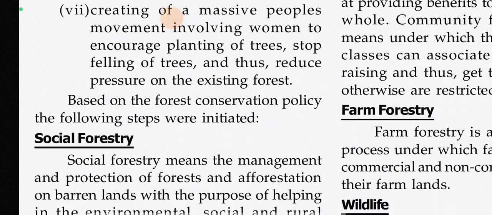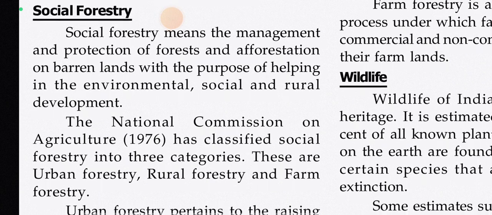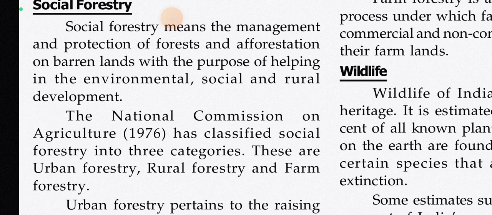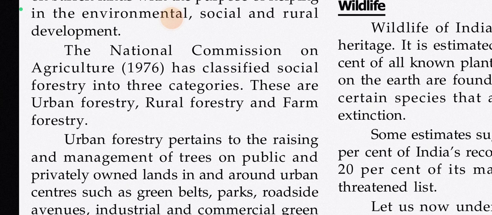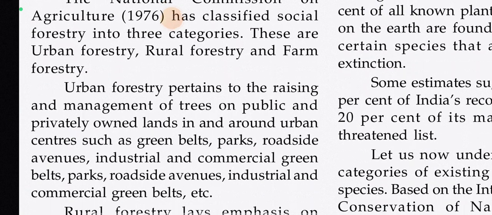Based on the forest conservation policy, the following steps are initiated. Social forestry. Social forestry means the management and protection of forests and afforestation on barren lands with the purpose of helping in the environmental, social and rural development. The National Commission on Agriculture 1976 has classified social forestry into three categories. These are urban forestry, rural forestry and farm forestry.